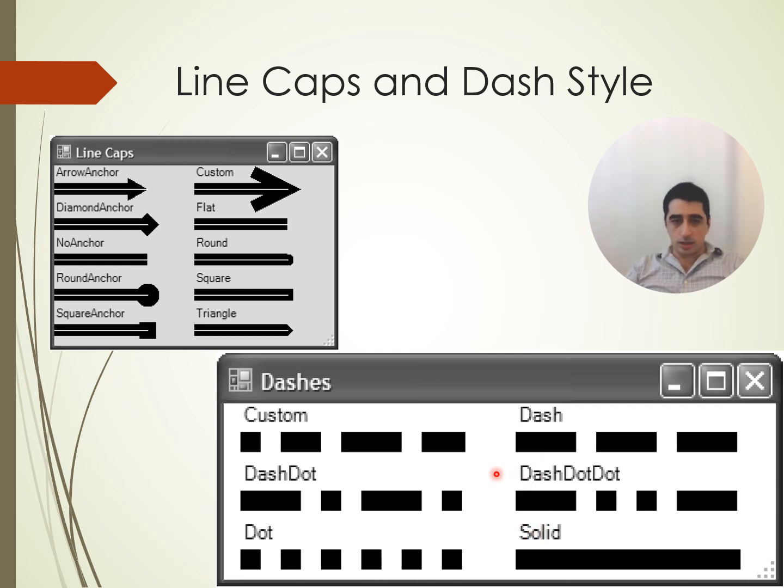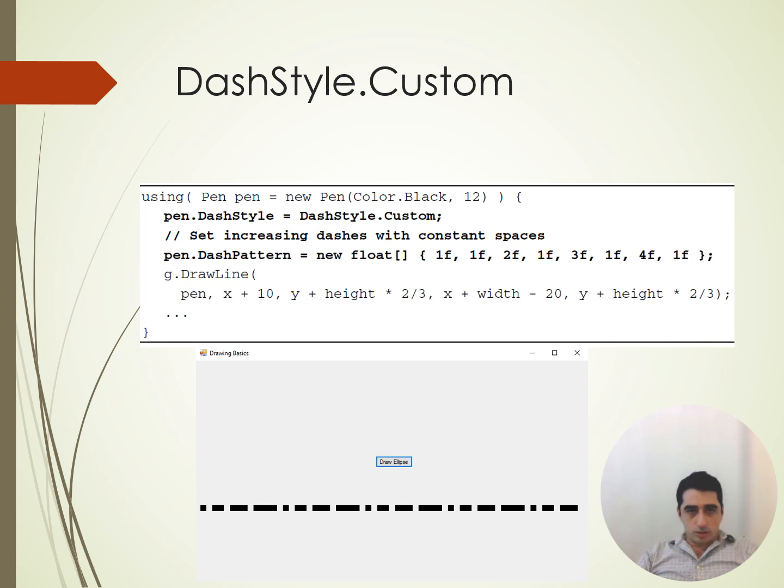solid or other styles. In order to customize the dash style, what you can do is to define a pattern by creating an array of floats and pass a bunch of floats here, and then basically the pen that is generated with this dash pattern will look like this. Now you might say, how can this pattern be specified by this array? I can tell you how it's possible.